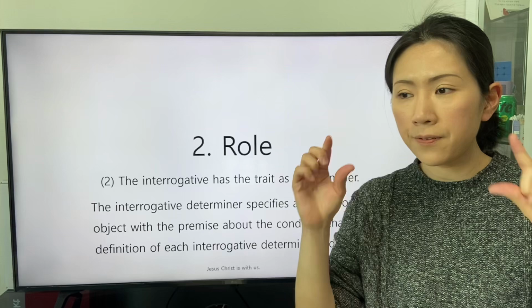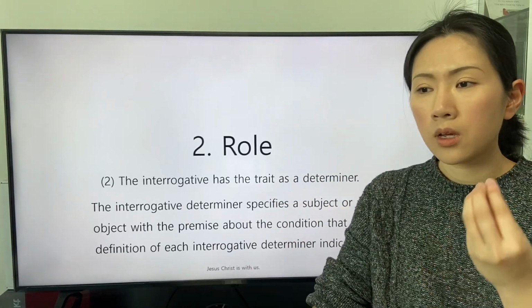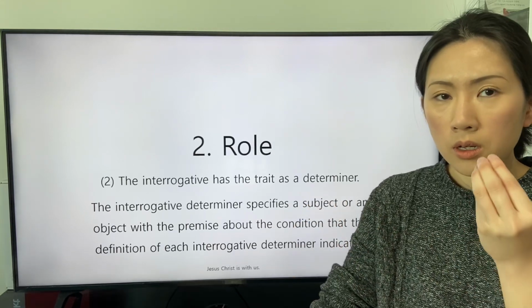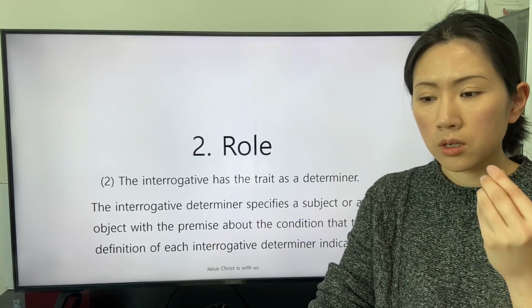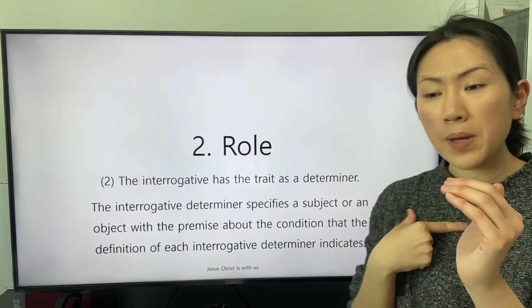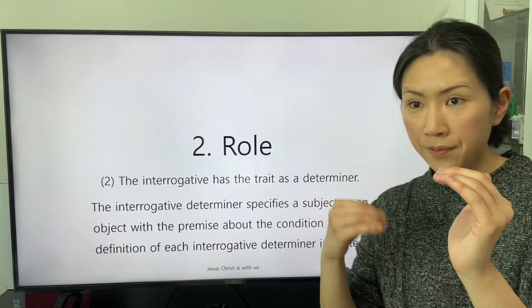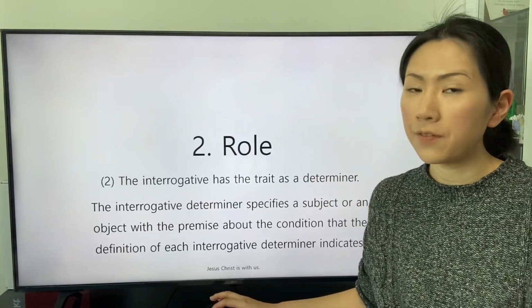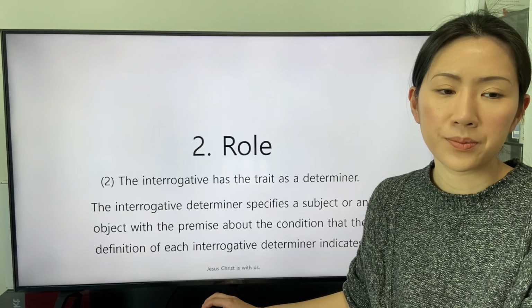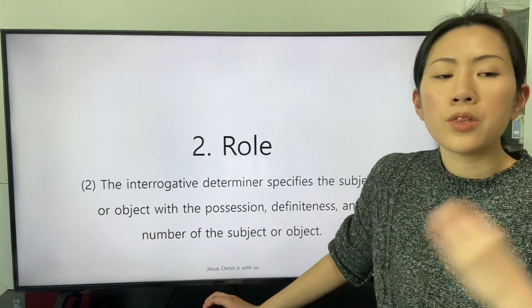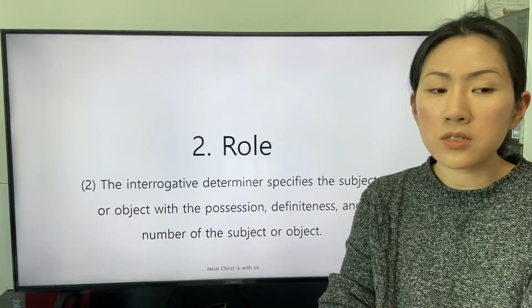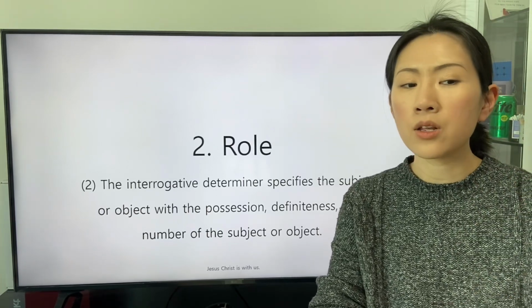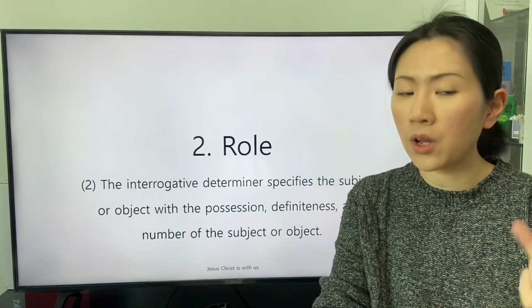Each sort of the determiner is applied with its own definition. The range specified by the definition of the interrogative determiner is differentiated by the sort of the interrogative determiner. The interrogative determiner specifies the subject or object with the possession, definiteness, and number of the subject or object.